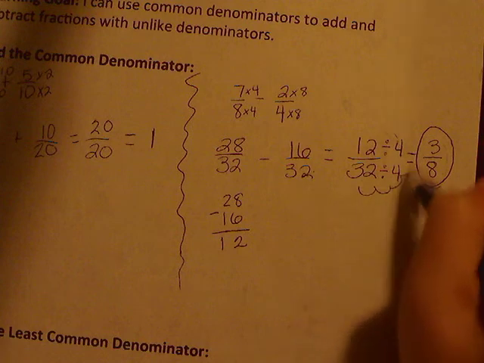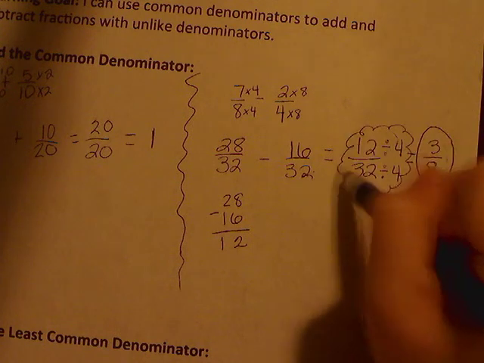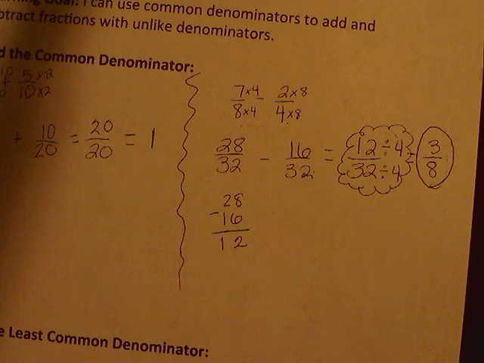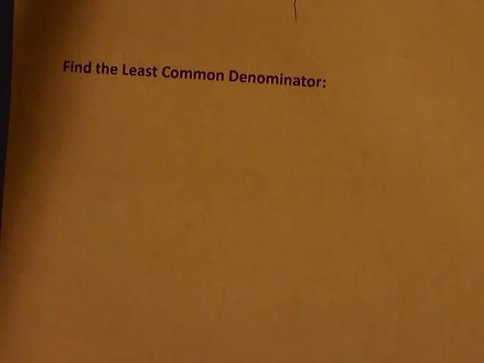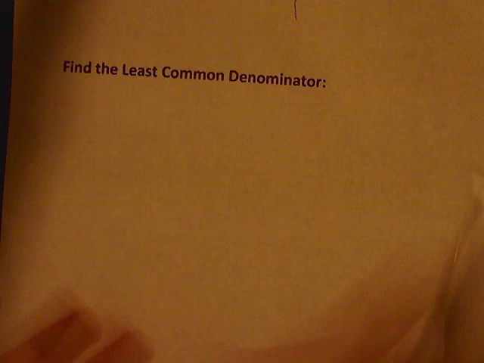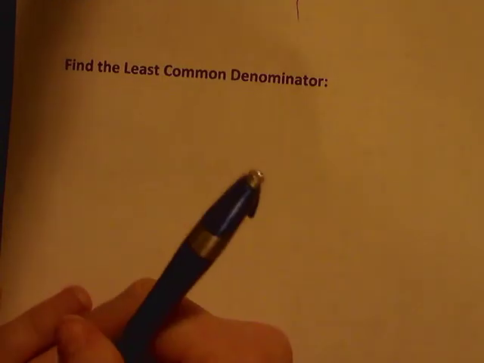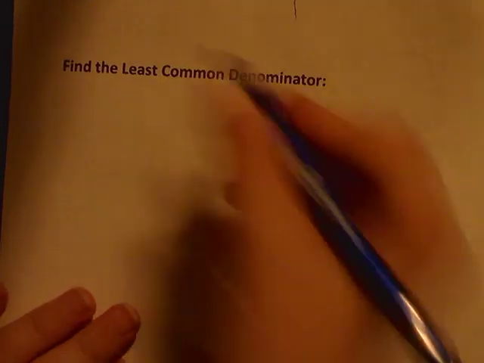This right here is that extra step that you have to do if you decide to use the strategy of multiplying the denominators. The way that you can get around doing this extra step is if you find the least common denominator. And to find the least common denominator, you're going to have to list out all of the products for that number. So let's try these two problems that we just did up top, but we're going to do it finding the least common denominator.